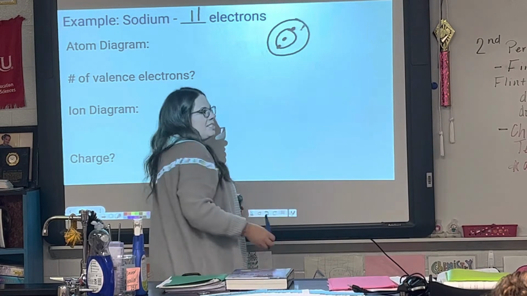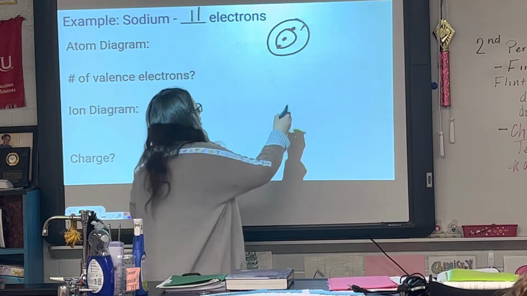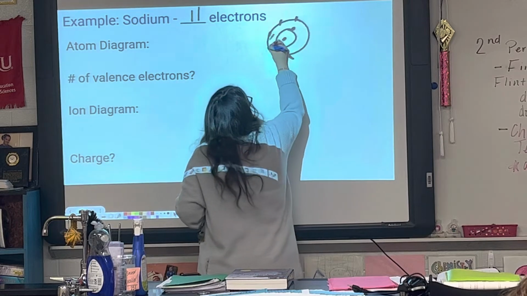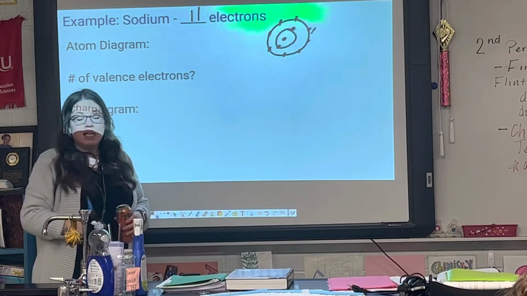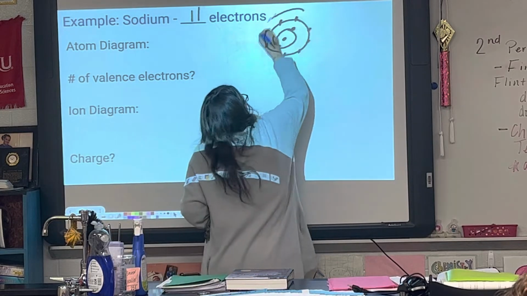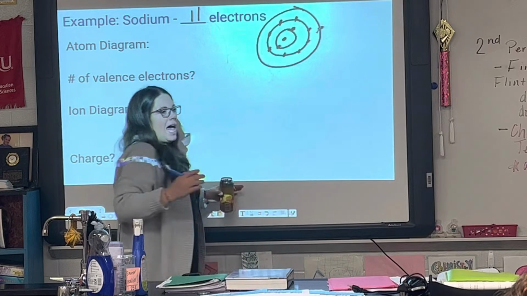How many would go on the second energy level? 8. So 1, 2, 3, 4, 5, 6, 7, 8. How many have I used so far? 10. So how many would go on my third? 1. So that would be my atom drawing.